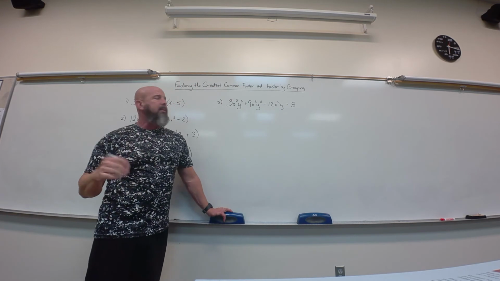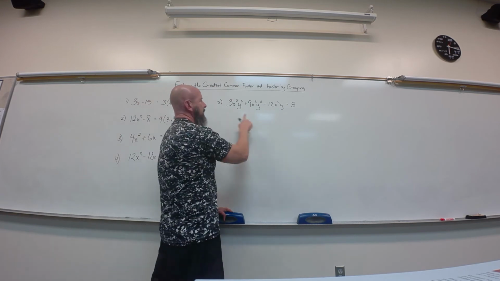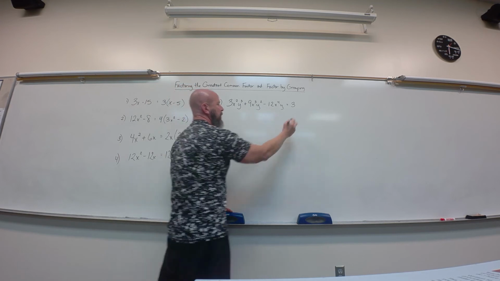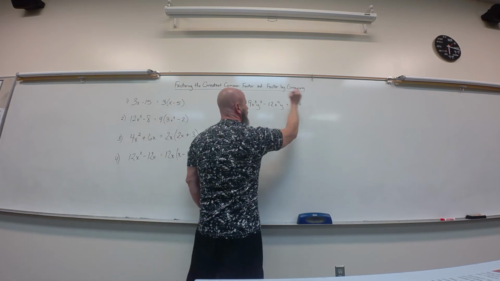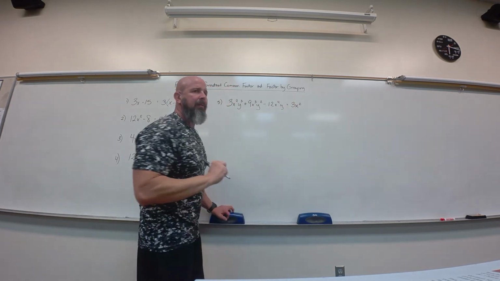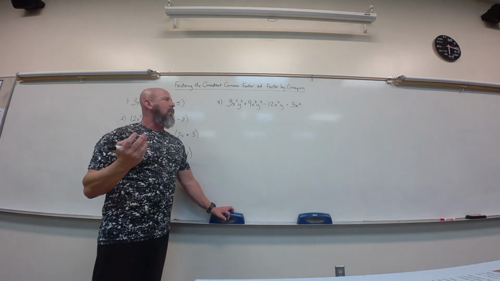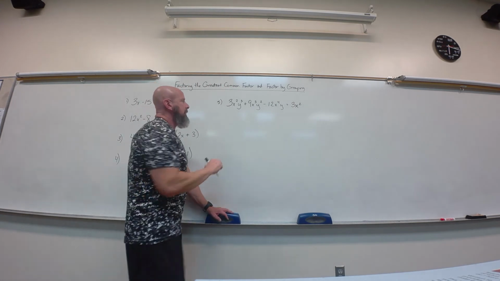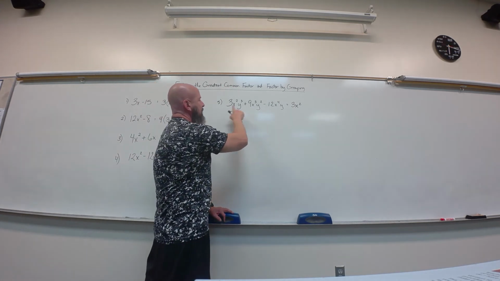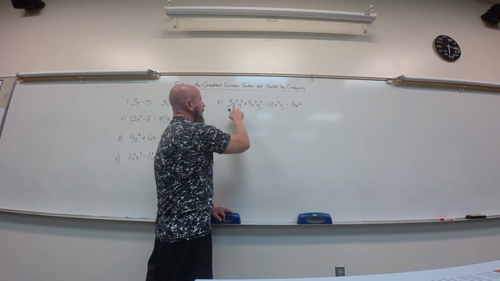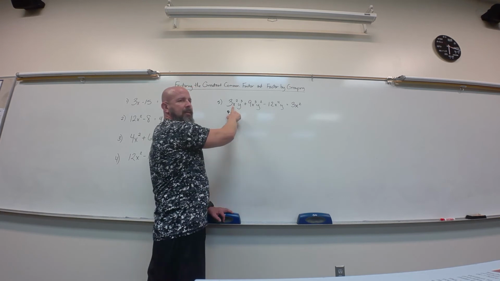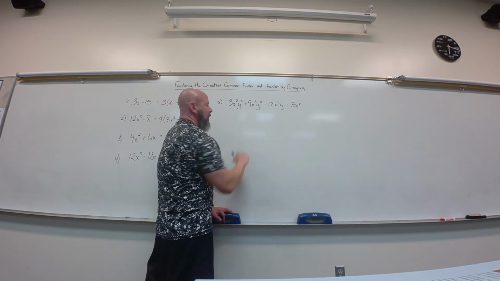I look at my x's. I've got an x squared, x cubed, x to the 4th. They all have x's, so I'm going to have x's in common. I can factor out an x squared. That's going to be that smallest power. I can't take any more than 2 out of this one, and I've got more than that there.